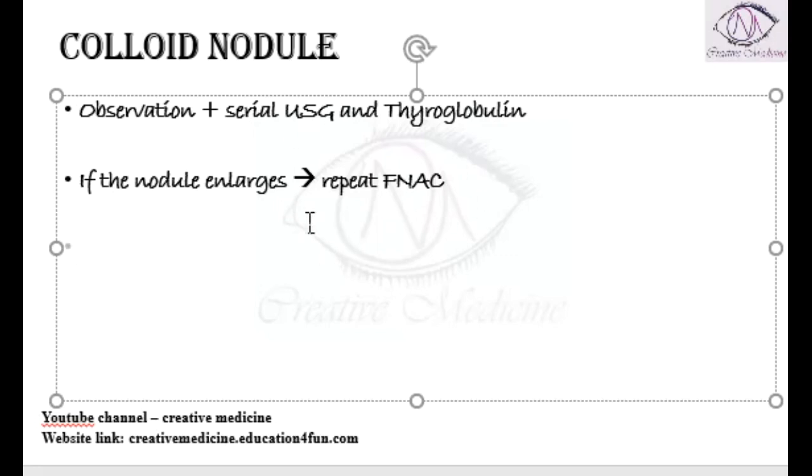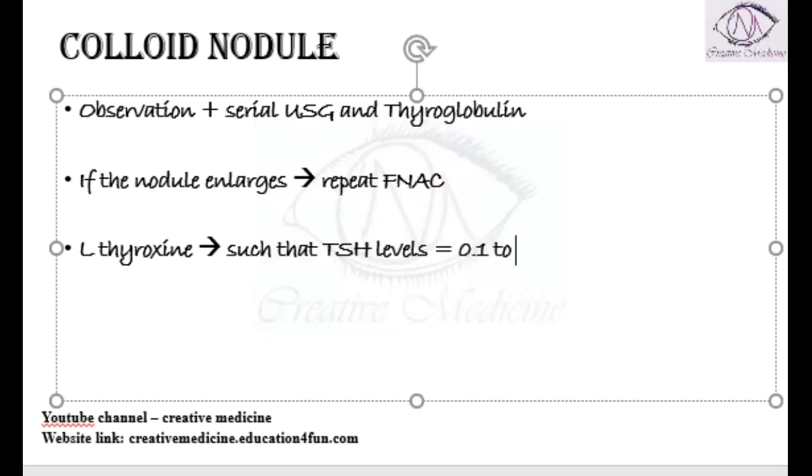Along with that, we can give L-thyroxine therapy. L-thyroxine therapy is given such that TSH levels should be between 0.1 to 1.0 units per ml. We should give thyroxine therapy such that the TSH levels should be 0.1 to 1 units per ml. If you give thyroxine therapy in such a way, we are actually achieving TSH suppression.